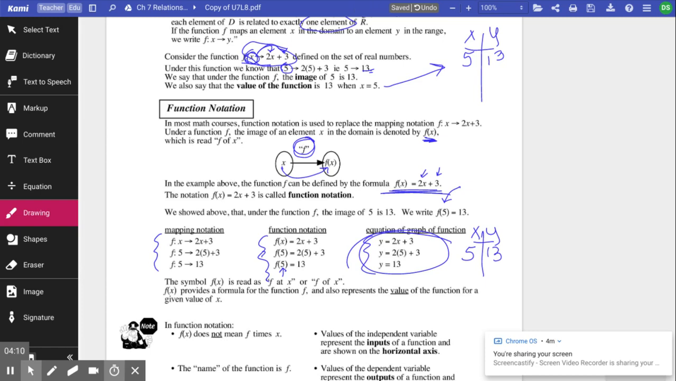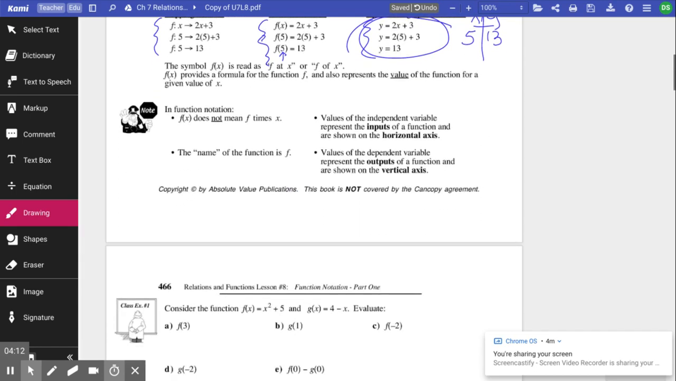What is super important down here in this little note is that f with an x in brackets or parentheses does not mean f times x. It means a function f, it's going to have some rules to it. It's going to be a machine that does something, and you're going to put x into the machine. The values of the independent variable over here on this side represent the inputs of the function, known as the horizontal axis. Again, we have this idea that we have an independent input, horizontal axis, which of course are the x values.